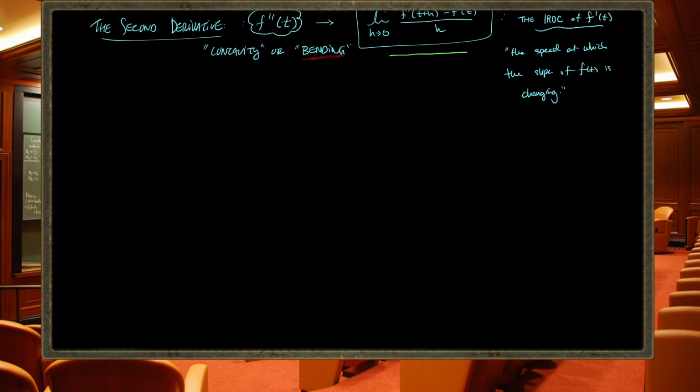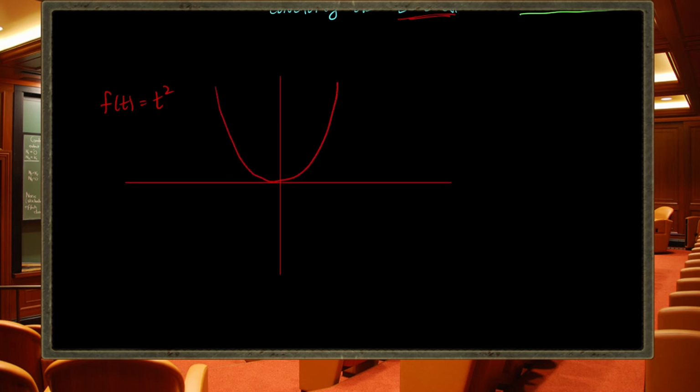Let's take a look at an example quickly, just to highlight the notation and the relationship. Say f of t is just the parabola t squared, a very simple function. Let's map this out. We've got a parabola passing through the origin. We know that f prime from our previous work is 2t. It's a linear function passing through the origin. Here's f prime of t.